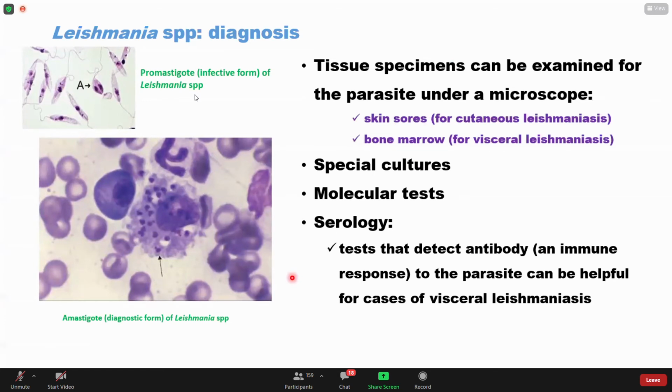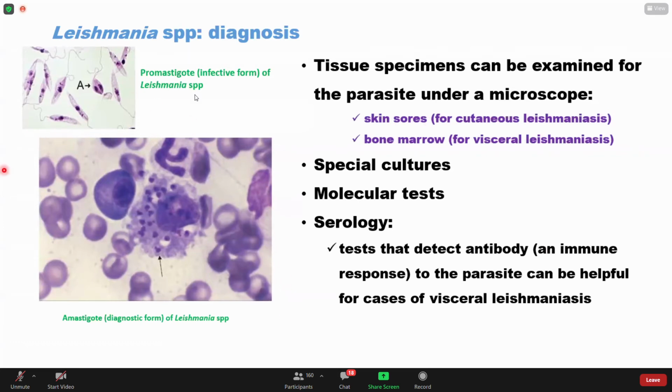Remember, you can have cutaneous lesions. So you can send in samples from the skin biopsy, fluid that you extracted from the margins of the lesions on the skin. You can send all these to the lab. In patients presenting with visceral leishmaniasis, it's better to send in a bone marrow aspirate or a biopsy, depending on how good you are at retrieving these samples. You can also send in blood for culture, okay?